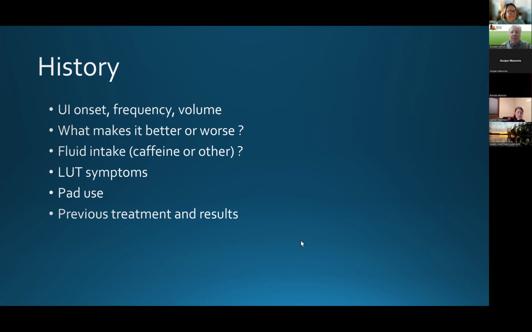And then we also want to figure out what makes it better or what makes it worse. Obviously bending over, squatting, perhaps exercising, lifting things, that may make it worse. Other things make it better, such as trying to hold your urine before you pee.